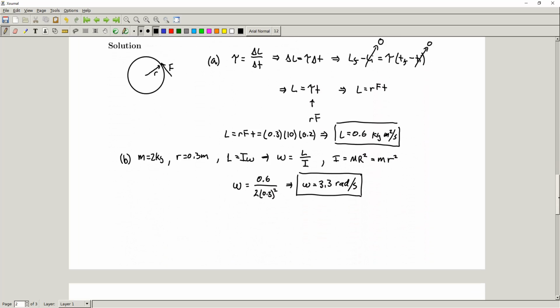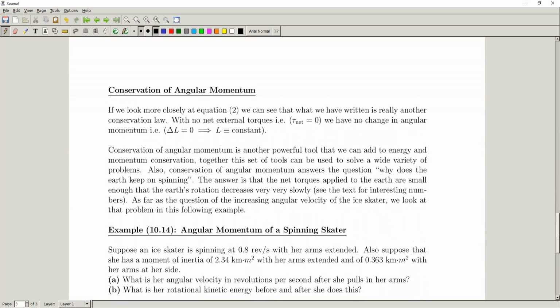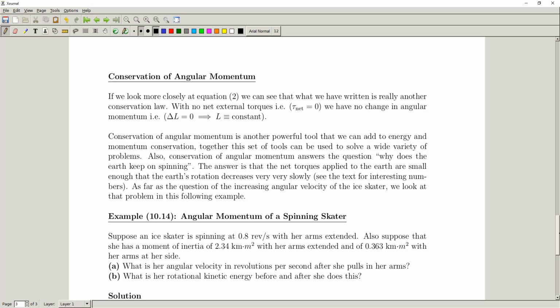So we have a conservation law here. Angular momentum can't change if there's no applied torque. And this is basically what I'm talking about here. So we say that with no external torque being applied to the system, so a tau net equal to 0, we have no change in our angular momentum, right? So our delta L is equal to 0, and that means that our L has to be constant, right? And so this conservation of angular momentum is just another sort of conservation law that we can use to solve a lot of interesting problems. It's a very powerful tool, just like conservation of energy and conservation of linear momentum were powerful tools.